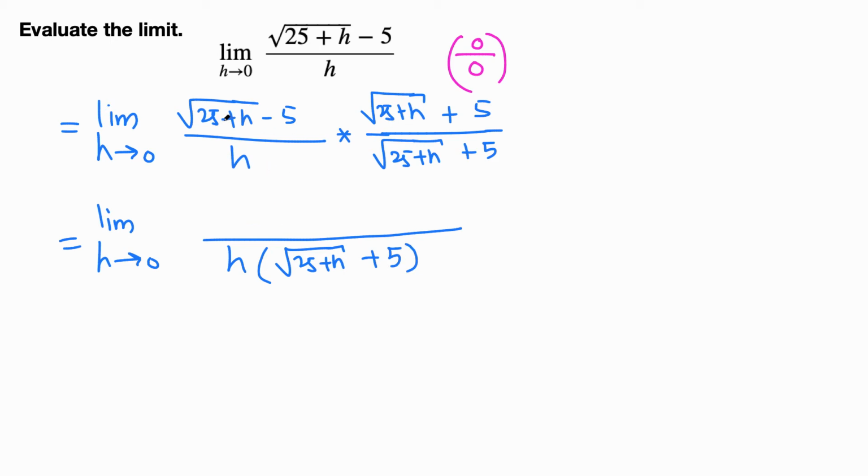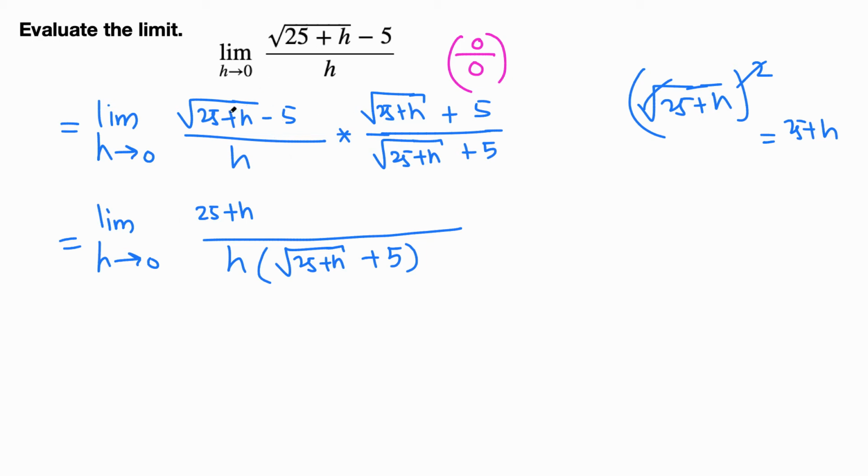On the top we have two terms, so we need to multiply, it's FOIL. First term times first term: radical 25 plus h times radical 25 plus h is a square, and this is just 25 plus h, which is a positive number. So this one is 25 plus h, and we don't have to put parentheses around it because there is a plus sign in front.